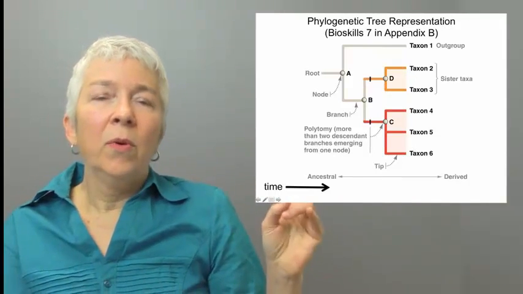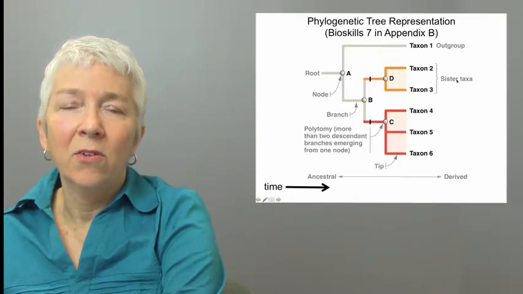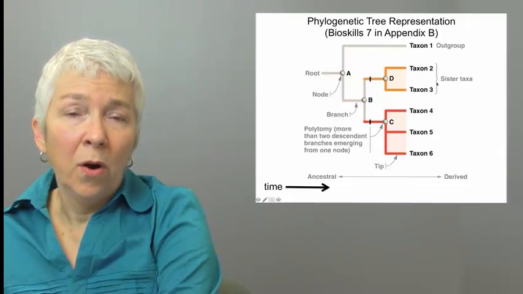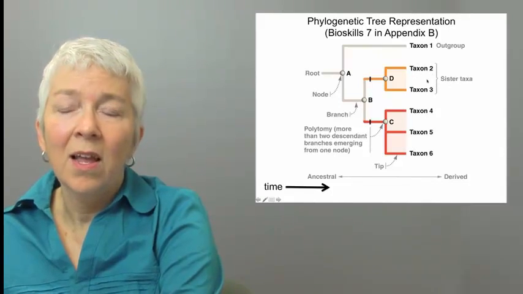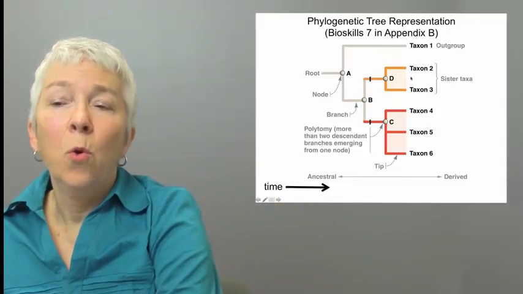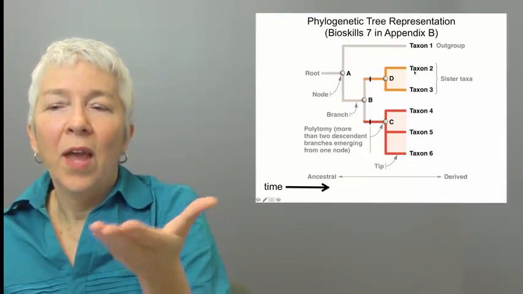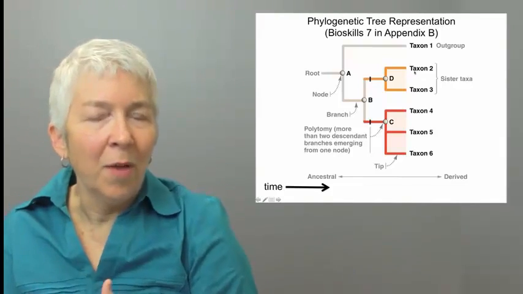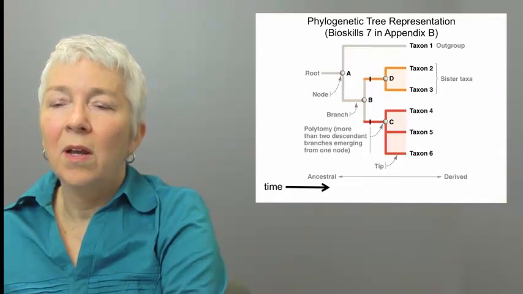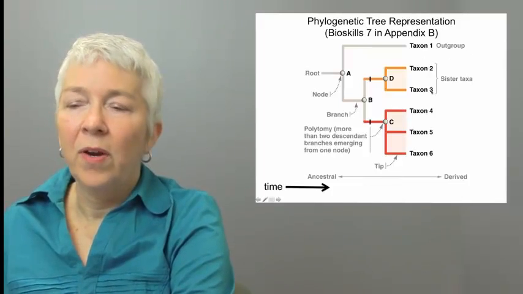Lineages that are more closely related to each other than they are to any other taxa are referred to as sister taxa. So in this particular group, taxon 2 and 3 are sister taxa. And notice that they have a more recent common ancestor with each other than either one of those taxa do with any of the other taxa in this particular diagram. How can we say that? Well, what's the most recent common ancestor for taxa 2 and 3?